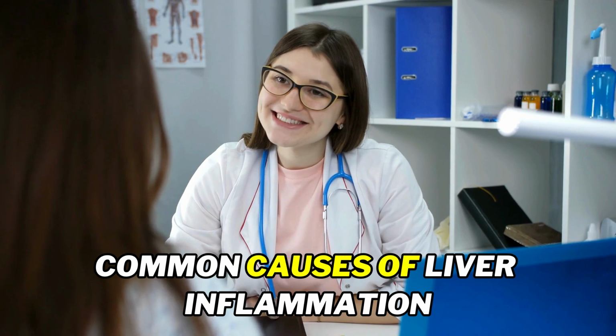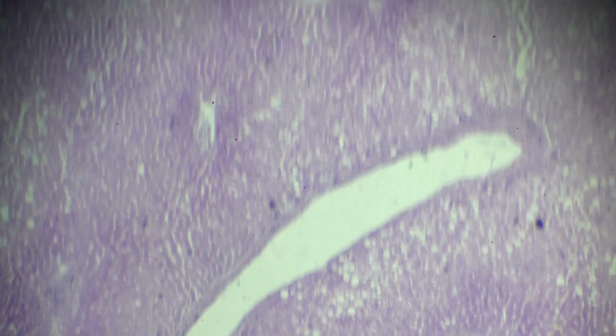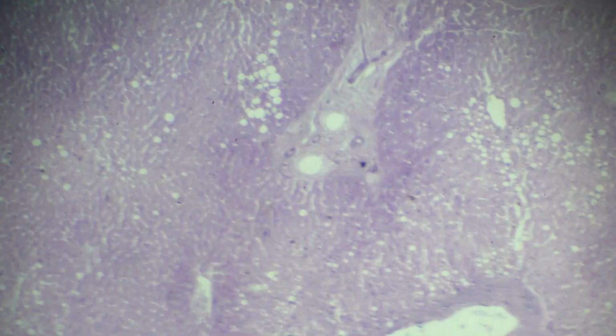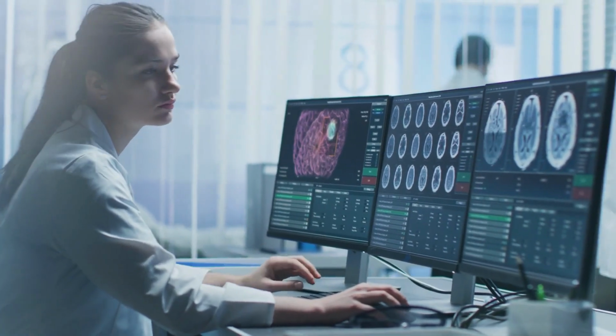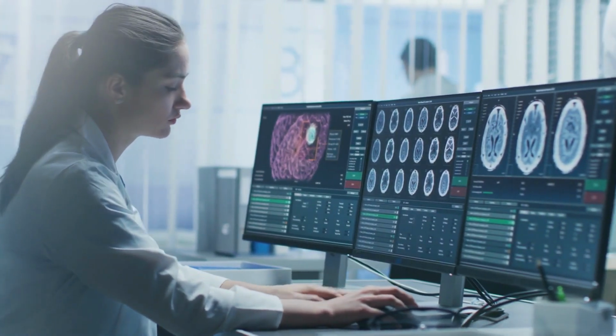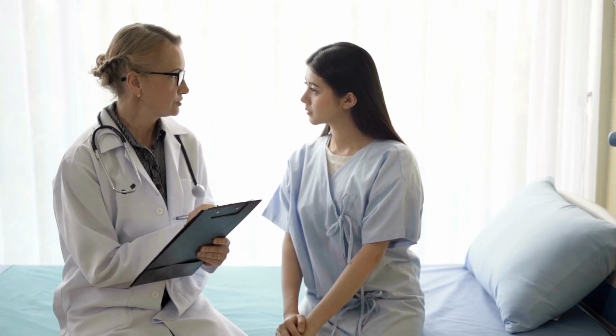Imaging tests, such as ultrasound or a CT scan, may also be recommended to evaluate the liver's size and structure. Common causes of liver inflammation. Liver inflammation can be caused by a variety of factors. Understanding the common causes of liver inflammation is important in order to prevent and treat this condition effectively.